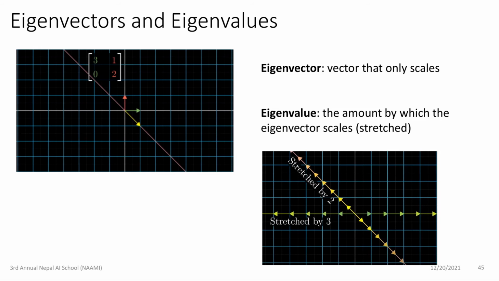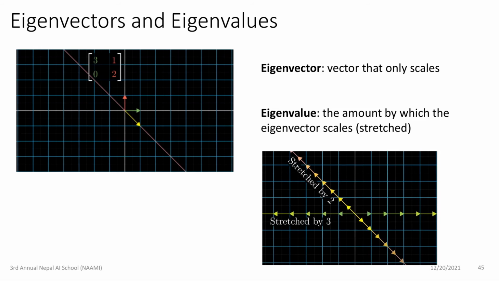So an eigenvector is the vector that only scales after transformation, and the eigenvalue is the amount by which the eigenvector scales or is stretched or squished. So for this particular transformation, the transformation represented by this matrix 3 0 1 2, the vector represented by the green line here is stretched by 3, so its eigenvalue is 3, and the eigenvector is simply the vector i here.